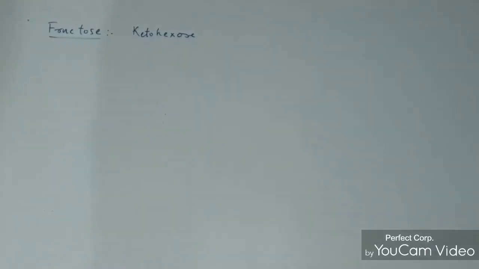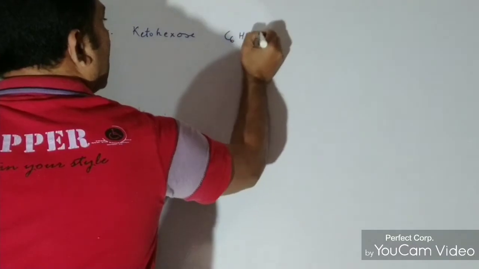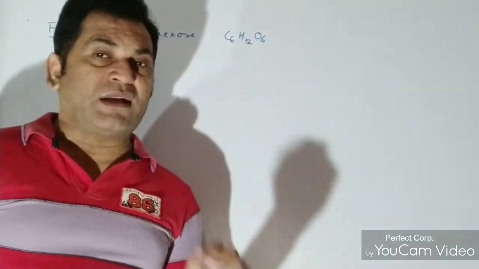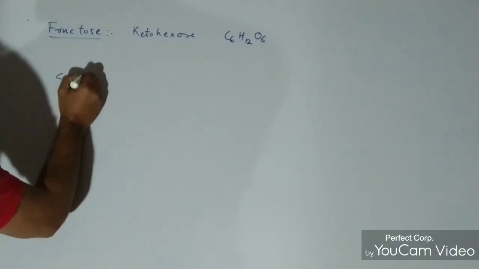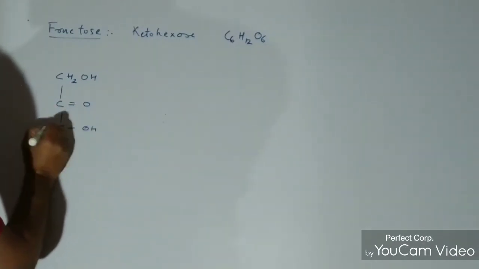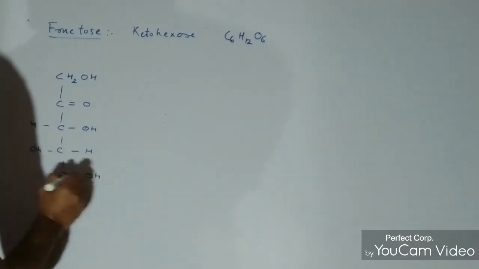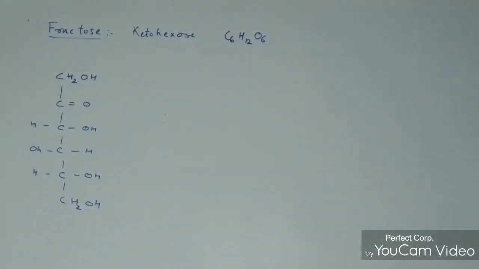Okay, so fructose, its molecular formula is also C6H12O6, but it is a ketose. That's why when we are talking about the linear structure, the second carbon has the ketone group. So CH2OH, C=O, COH, CHOH, COH, and the last carbon is CH2OH. So total 6 carbons are there.